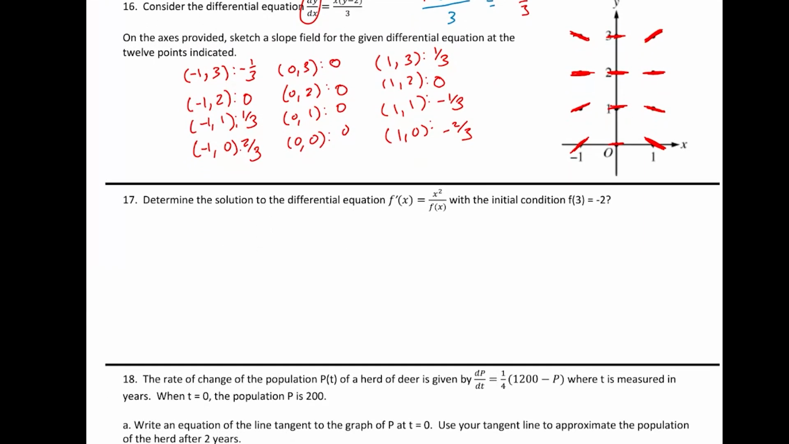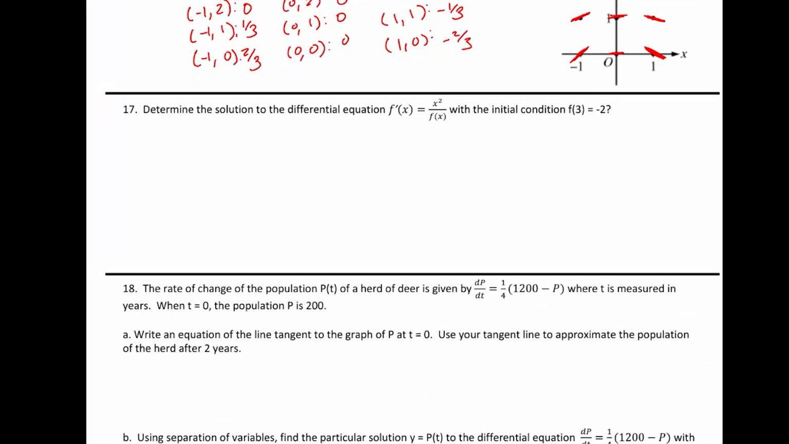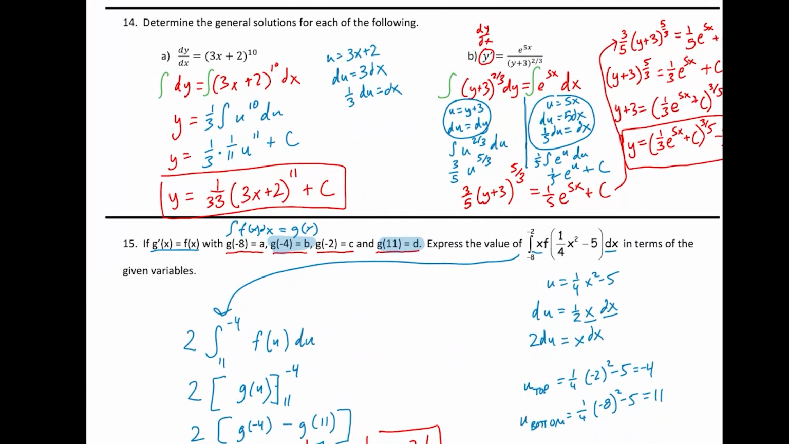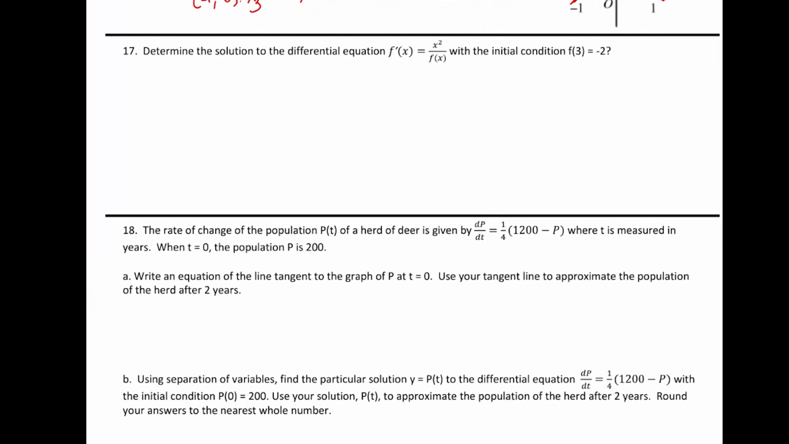On my test, not the AP test, on this Unit 7 test. Number 17 says determine the solution to the differential equation with the initial condition that f of 3 equals negative 2. So a couple problems back, when we were doing number 14, for those problems we were finding the general solution, meaning we didn't have to find c. But when you're looking for the particular solution with the given initial condition, that means we are going to have to find c.